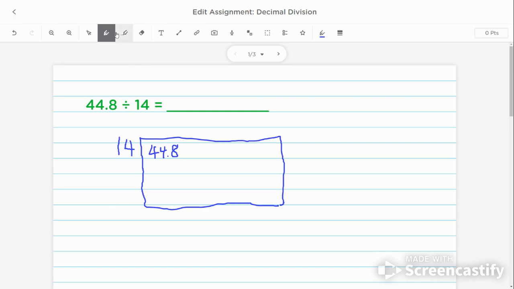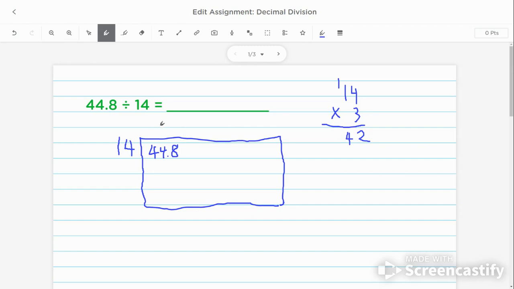So I start to think about things that I know about 14 and how close I could get to 44 and 8/10. Well, of course, I know 14 times 1 is 14. 14 times 2, if I double it, is 28. 14 times 3, I'm not sure what that is off the top of my head, so I'm going to come over to the side and try that. I think I might get closer than 28, so let's try. 3 times 4 is 12. 3 times 1 is 3, plus 1 is 4. Comparing that with my dividend, that will work.